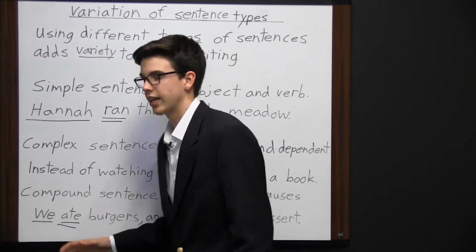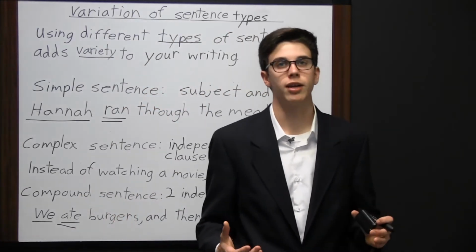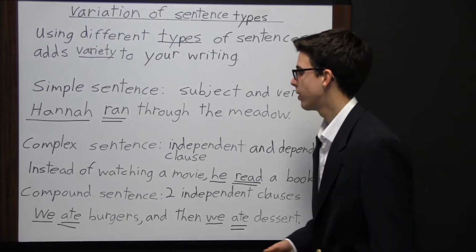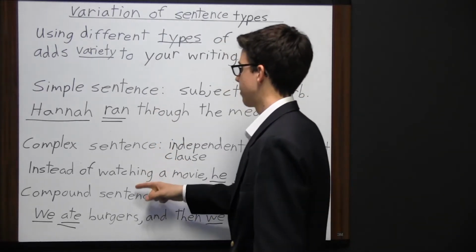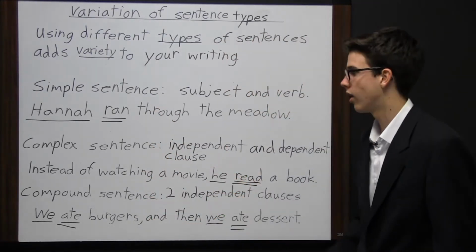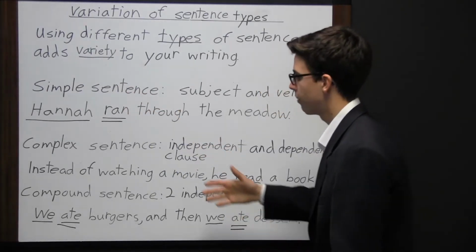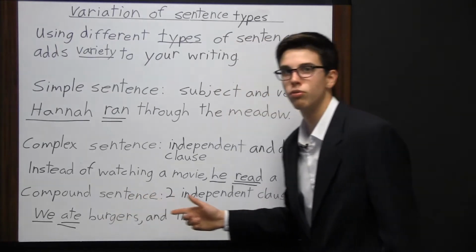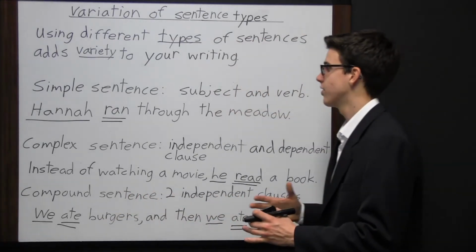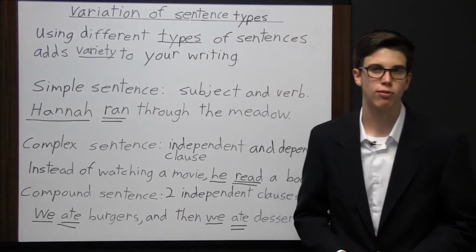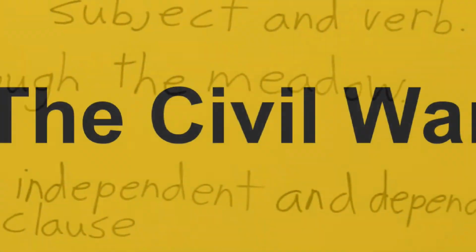So when you use all of these, it gives your writing variety. It makes your writing more interesting. And also, by using different types of sentences, it makes your sentence length differ as well. So generally, your simple sentences are going to be kind of short, and sometimes your complex or compound sentences will be pretty long. And so by having different lengths to your sentences, it makes your writing more interesting.